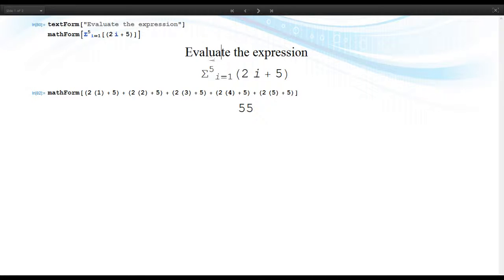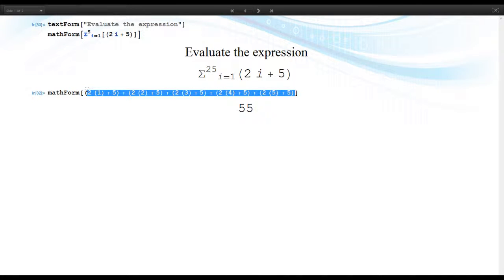But what if I had asked for the sum from i equals 1 to 25? Now, a computer can go really fast, and it actually can compute all those really fast. But if I needed to do this by hand, how would I do this?